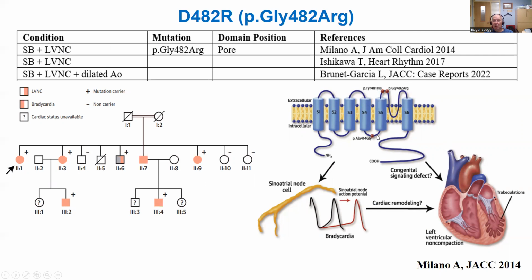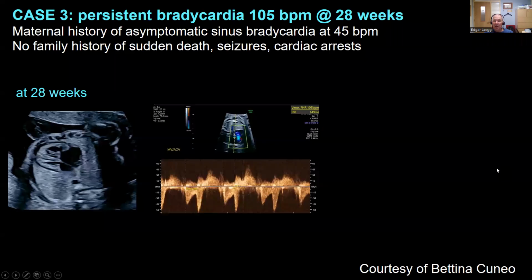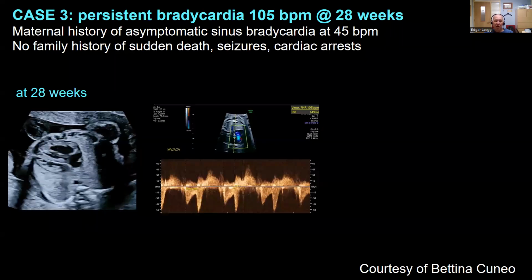Milano actually reported other mutations that are also linked in the same area, also showing an association with LV non-compaction. Now, how the mutation that affects the sinus node results in cardiac remodeling and LV trabeculation is not clear, but this is an association that has now been reported multiple times, sinus bradycardia with LV non-compaction, even though we don't understand the exact mechanism. Now, how does this relate to our experience apart from these two cases?